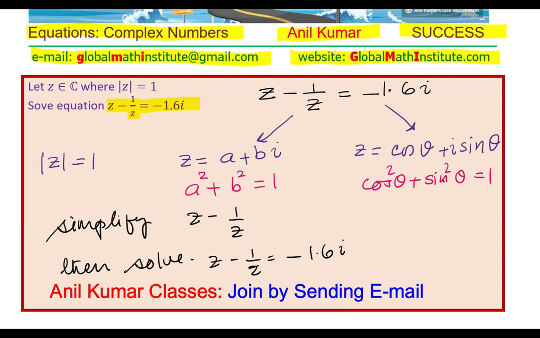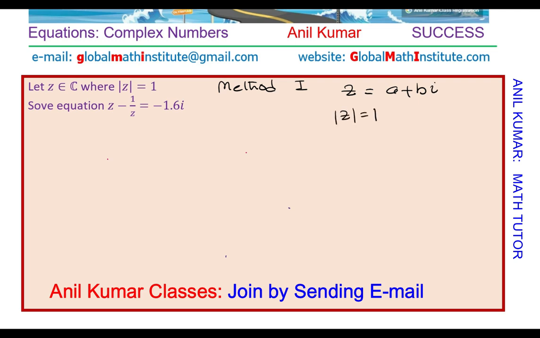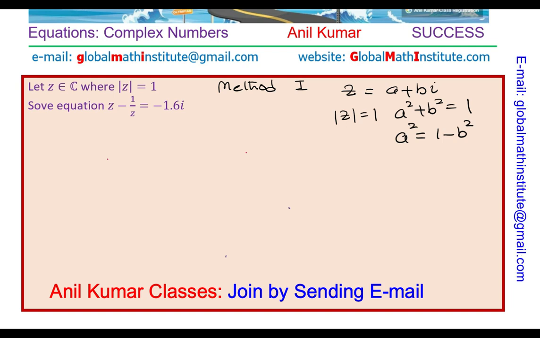Great. So now let's begin with the solution of the question, and let me discuss method 1, correct? Where we'll use z as a plus bi. And since magnitude of z equals to 1 means a square plus b square is equal to 1, and we can also write a square equals to 1 minus b square. Is that clear to you? So all this is what we are going to use.